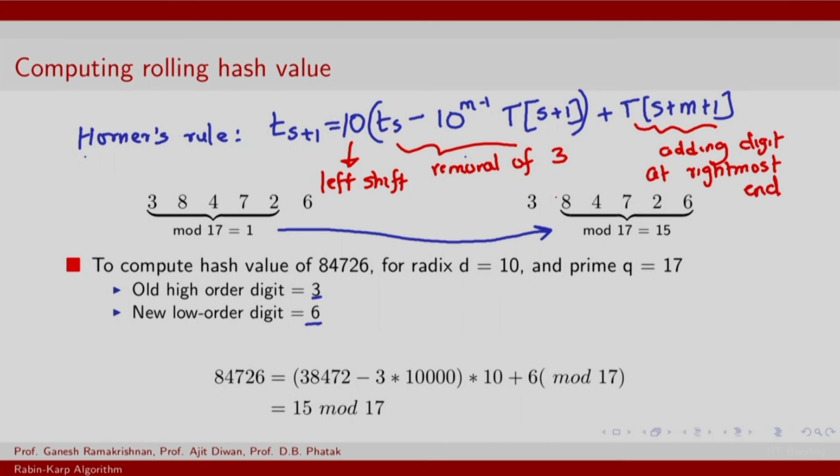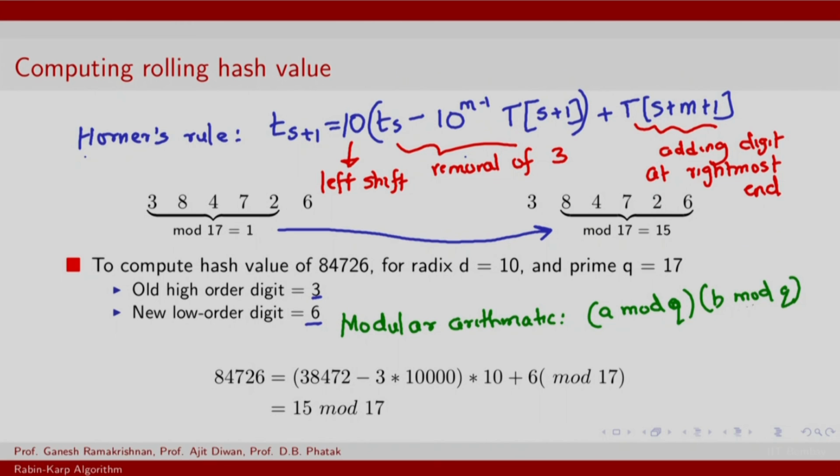Now all this, does it carry forward to mod operations? So recall from modular arithmetic, we have some properties from modular arithmetic for addition and multiplication. So in multiplication, A mod Q times B mod Q is equivalent to AB mod Q.